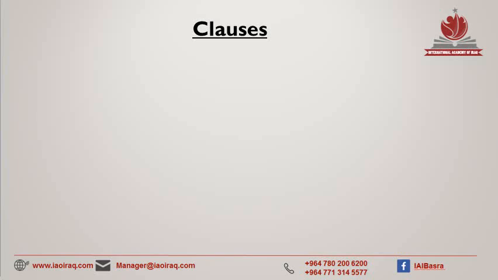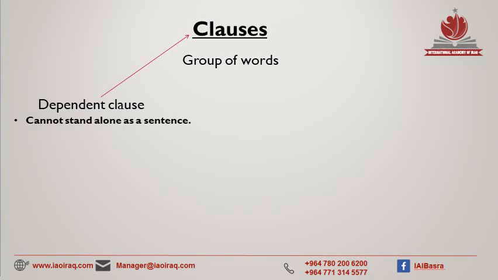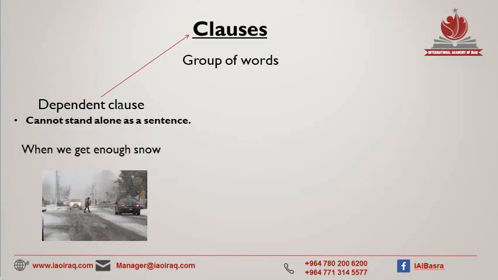So the next step is clauses. We're going to talk about clauses. Clauses are a group of words. It can be a sentence, but may not be. Clauses have both a subject and a verb. Now let's first talk about dependent clauses. Dependent clause means it is not a sentence. It cannot stand alone by itself. For example, when we get enough snow. That cannot stand by itself. It is not a sentence. But it does have a subject and a verb.